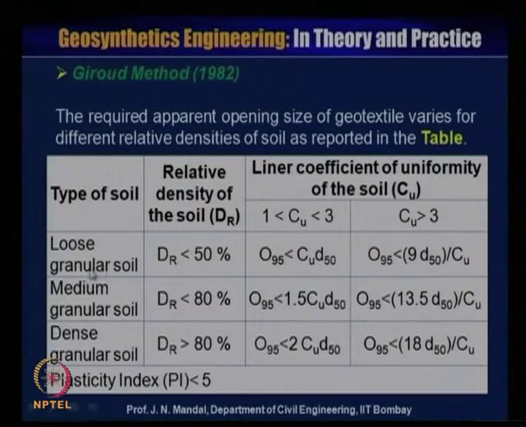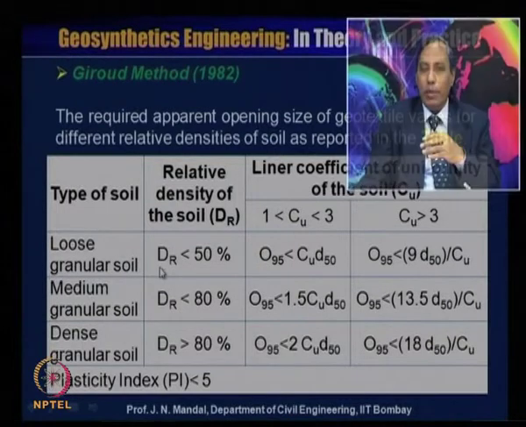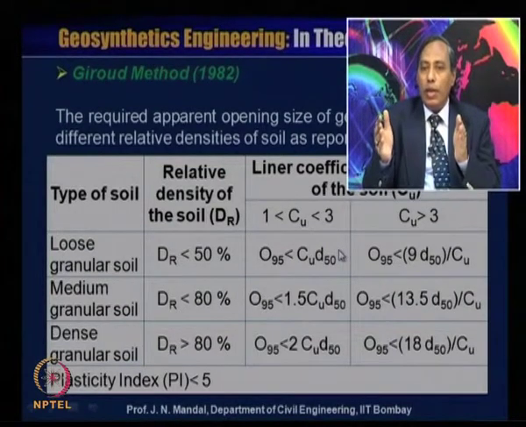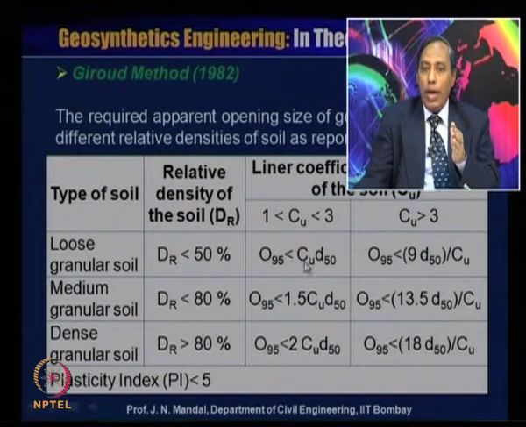Now, if it is a type of soil loose granular soil, relative density Dr less than 50% and Cu value is greater than 1 and less than 3, then O95 should be less than Cu into D50. So, from the grain size distribution curve, first of all you check what will be the value of Cu, whether Cu greater than 1 and less than 3, then you substitute this value of Cu, and then from the grain size distribution curve you know what is D50. So, then you will be knowing what will be the O95. Now, if the Cu value is greater than 3, then O95 should be less than 9 D50 divided by Cu.